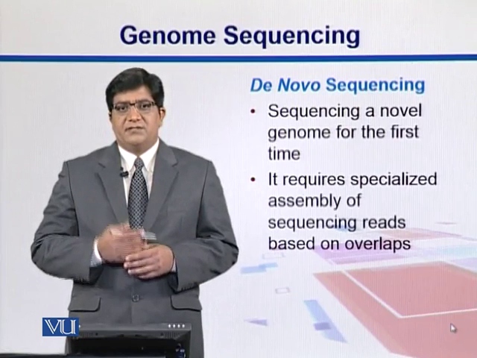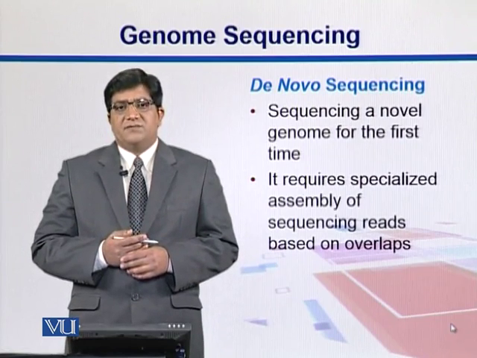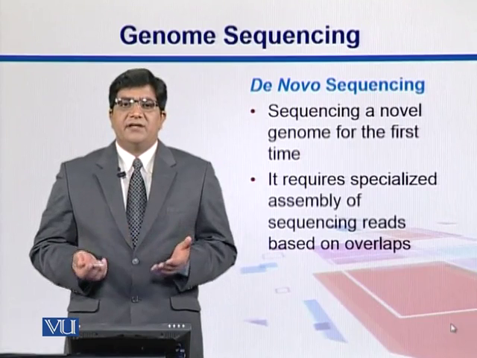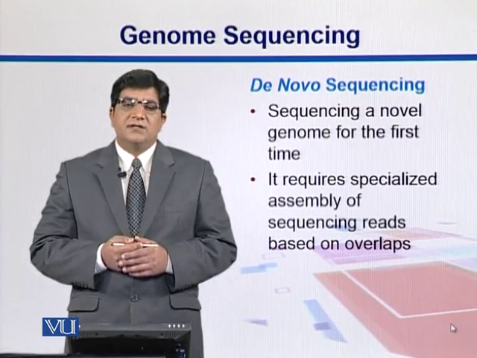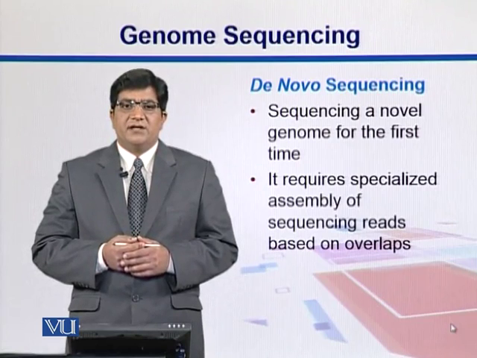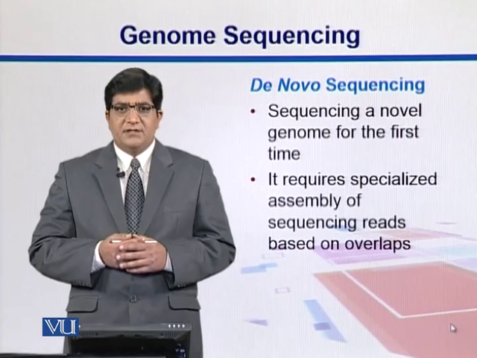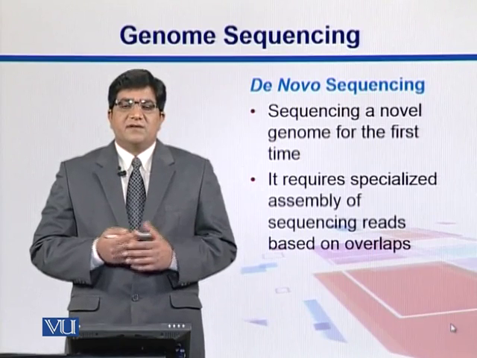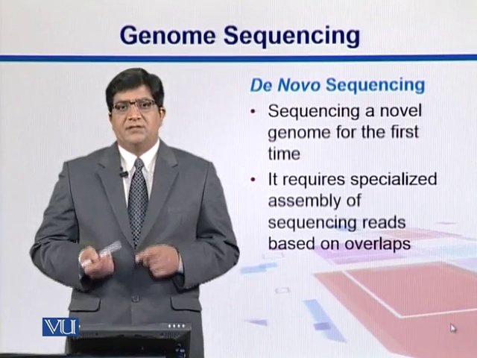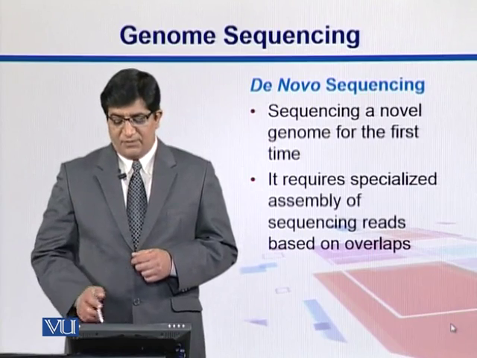So we sequence it for the first time, and since we do not have any reference, we put it together, and that project involves what we call an assembly project. We take those short sequencing reads and we align them on the basis of overlaps between those reads. That is called assembly.